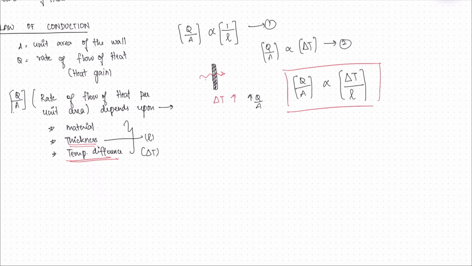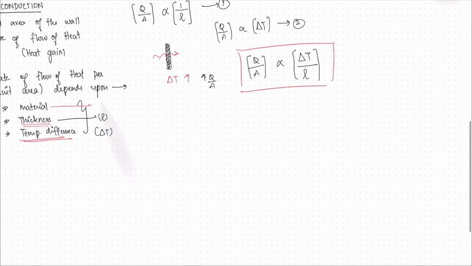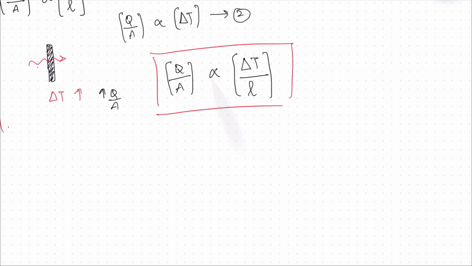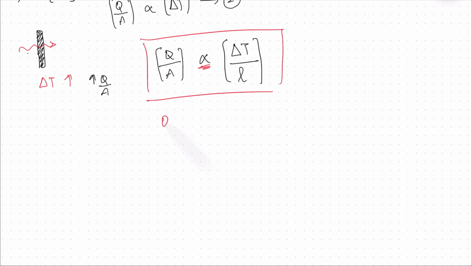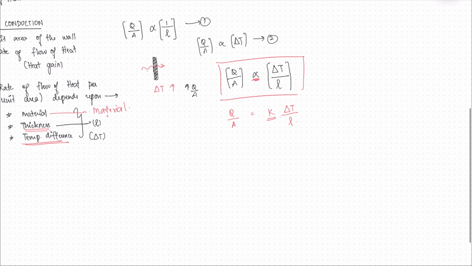Now let's consider the last thing, which is your material. Imagine you want to remove this proportionality sign and put an equal sign. What would you do? You have to introduce a constant to the formula. So we'll write it as Q by A is equal to K into delta T by L. And this K is the thermal conductivity of the material. I hope this is clear.